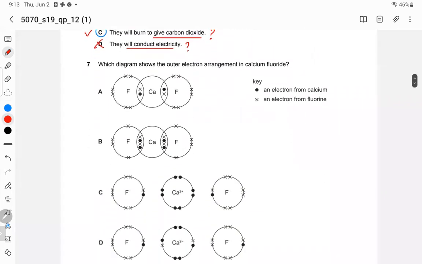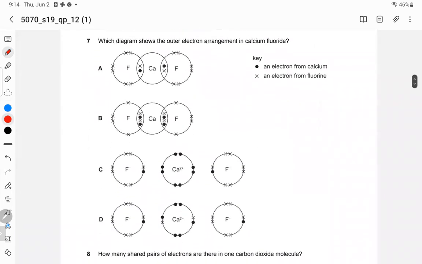Okay. Now question number 7, MCQ number 7. Which diagram shows the outer electron arrangement in calcium fluoride? If we talk about calcium fluoride, calcium is in group 2 and fluorine is in group 7, which makes it an ionic compound, right? So there must be an ionic bond. And if there must be an ionic bond, then we will mark A and B wrong.